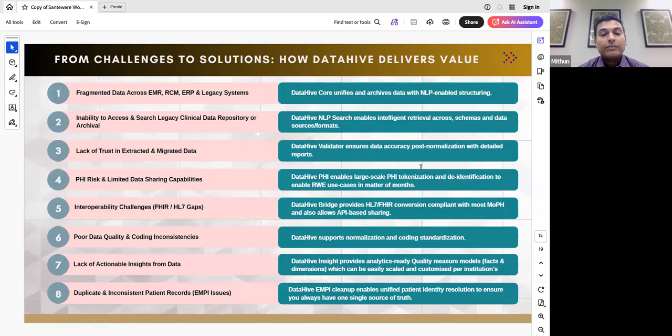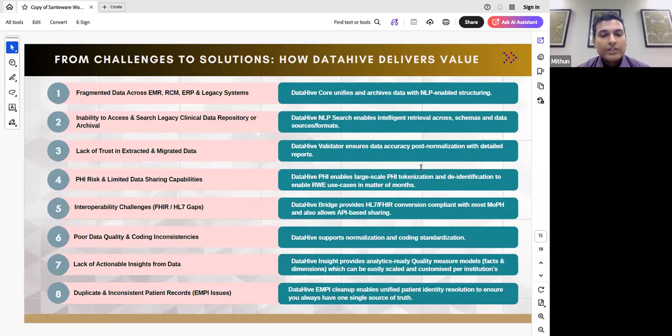And of course, without saying, building a data warehouse and reports is the ultimate goal for most healthcare organizations, so that you have insights on the performance of not just your departments, but holistically across the organization. So Data Hive provides analytics-ready quality measures in terms of data marts, facts and dimension tables that you can slice and dice based on your need and generate not just operations reports, but also trend reports, predictive reports, as well as quality reports.